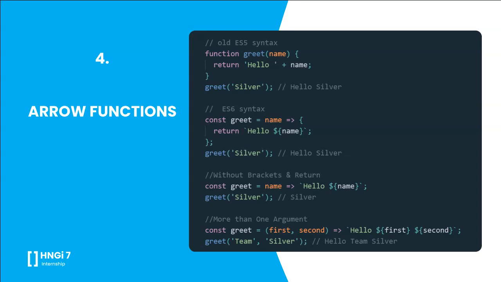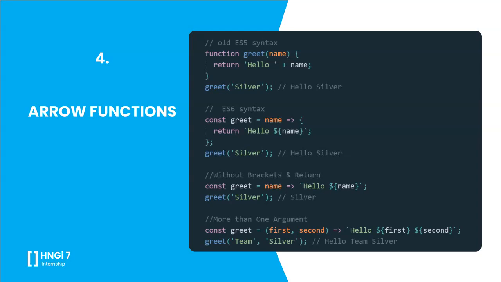Include your name in a curly bracket with a $ sign in front of it, so that it knows that it is a JavaScript function that needs to be called within it. So let's look at the ES6 syntax, the first use case of arrow functions.